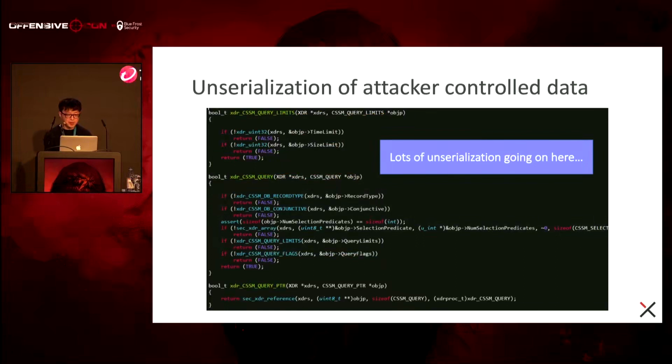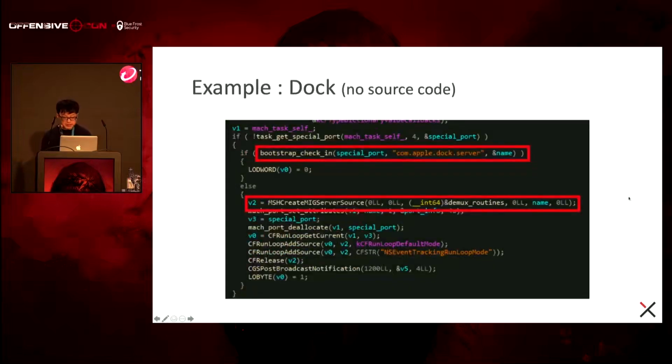This is just a small portion of it, but there's a huge amount of it. And this already makes it an interesting target to audit. Now, this is the infamous doc service. This is an example of a legacy IPC service that doesn't have any source code, just the binary.